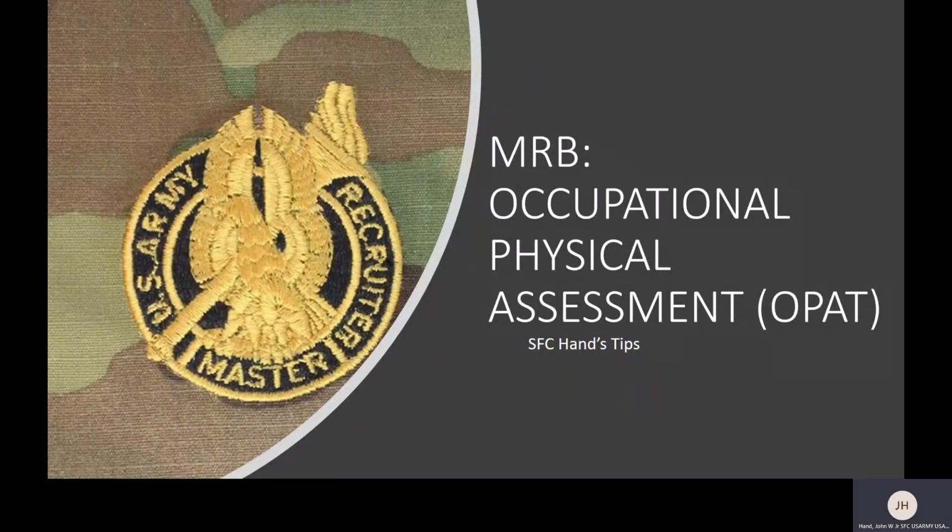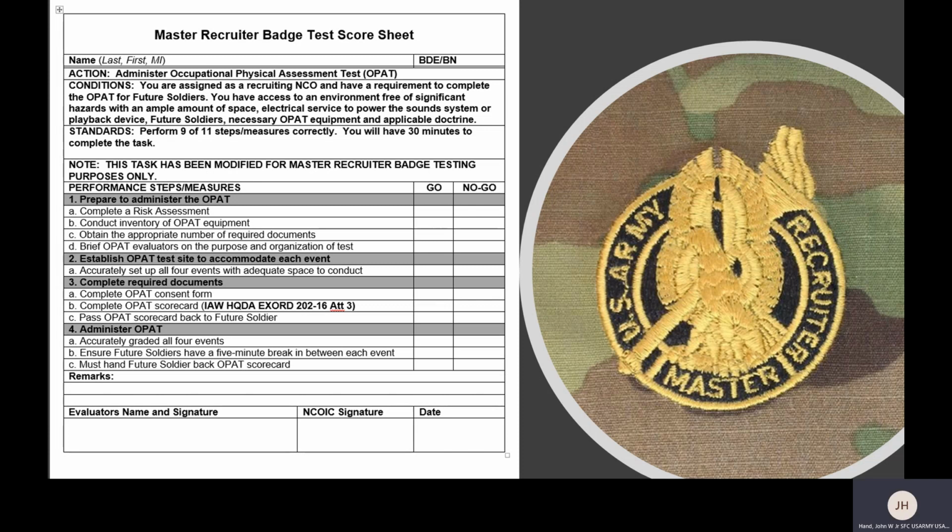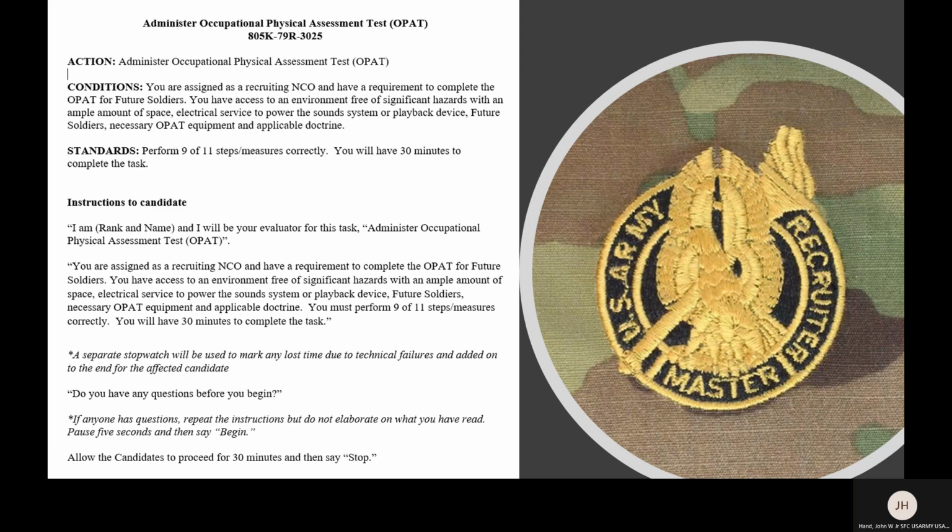All right, we're going to get into reviewing the occupational physical assessment, the test portion of the master recruiter badge. As always, this is the rubric for the master recruiter badge. Notice there are four major parts, steps to grade on, in two different sections. It's the instructions for administering the OPAT.